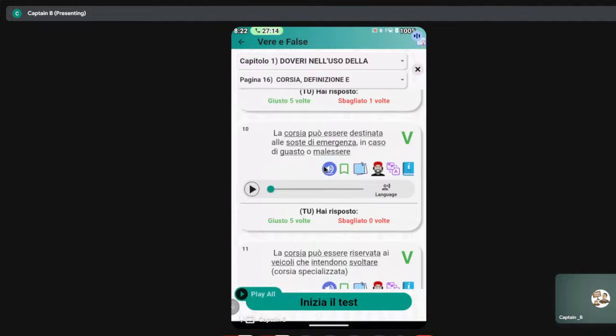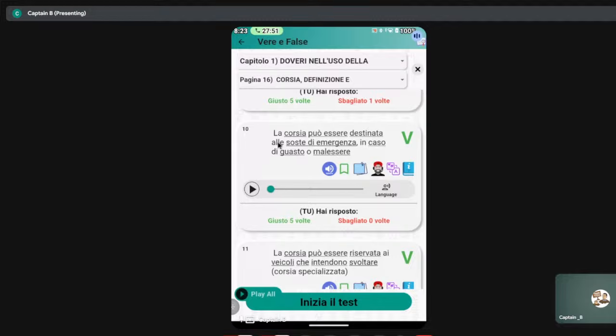La corsia può essere destinata alle soste di emergenza, in caso di guasto o malessere. Now, in our previous lesson, we learned what we call piazzola di sosta, and we also learned what we call corsia di emergenza, right? I said that piazzola di sosta is a lane where you can stop for 24 hours to rest, a resting lane, and corsia di emergenza is where you can stop in case your car breaks down, which is for 3 hours. Piazzola di sosta is 24 hours, corsia di emergenza is 3 hours. Have that in mind again.